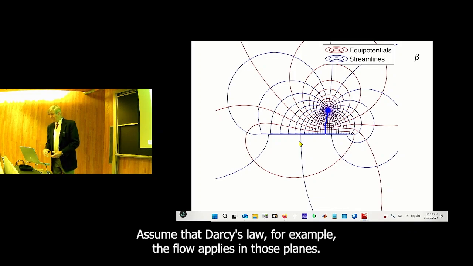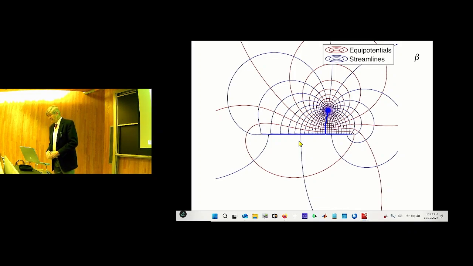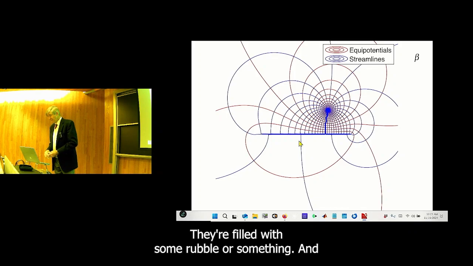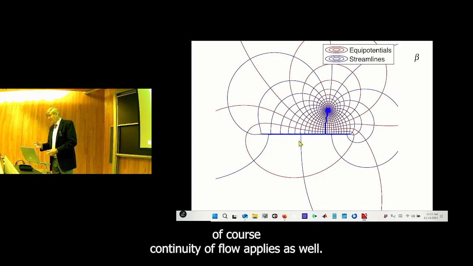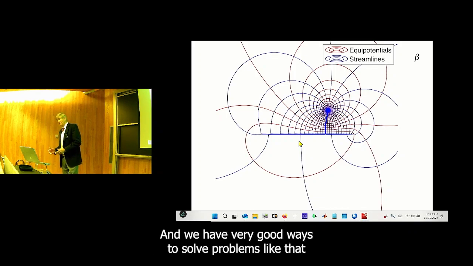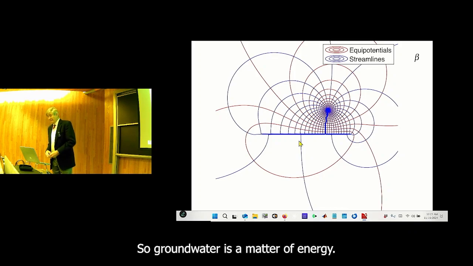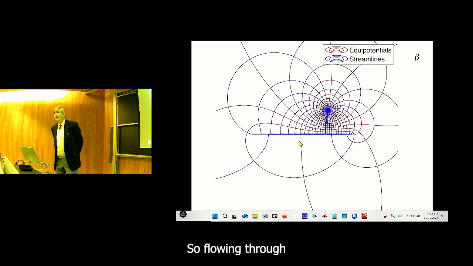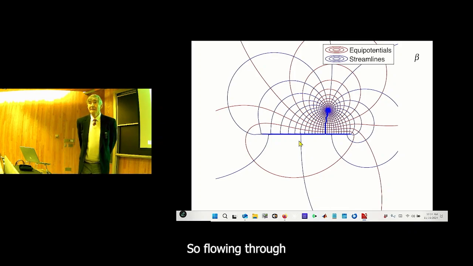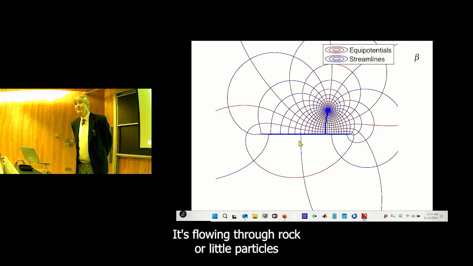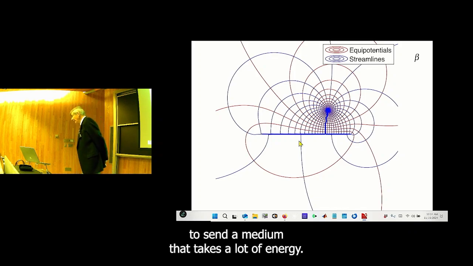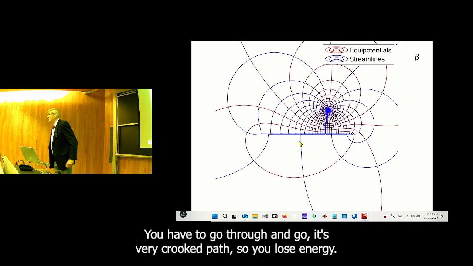Assume that Darcy's law for groundwater flow applies in those planes, that they're filled with some rubble or something. And of course, continuity of flow applies as well, and we have very good ways to solve problems like that governed by Laplace's equation. So groundwater is a matter of energy. So flowing through, I've never tried it, but flowing through rock or little particles, so sand, porous medium, that takes a lot of energy. You have to go through and it's a very crooked path.